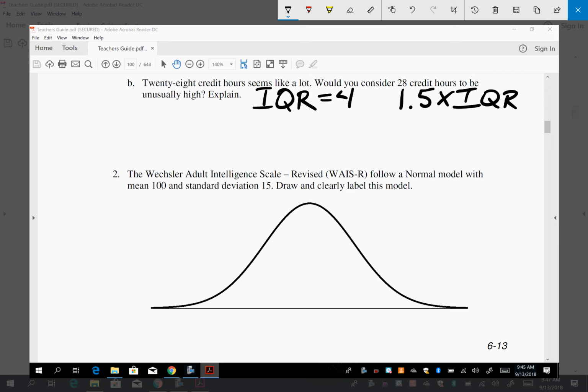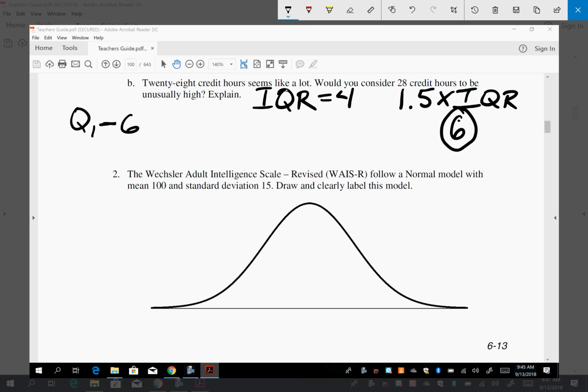When you go to stats in college, your teacher might use 2. So whatever your teacher tells you to use, both are accepted in statistics. So what's 1.5 times 4? Oh, come on, guys. What's half of 4? 2. 2 plus 4 is? 6. So the grand total number is 6. What am I going to do with 6? Minus Q1. Very good. So it'll be Q1 minus 6.